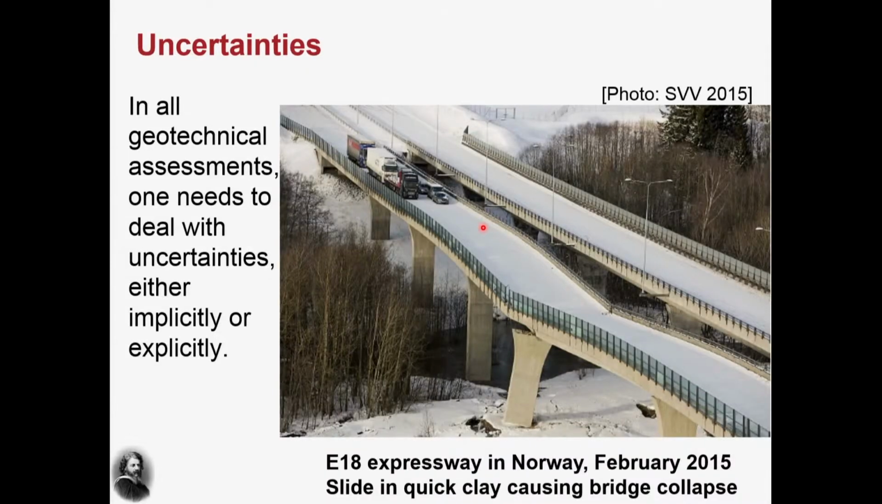This is a picture of a very dramatic bridge pillar failure due to a landslide in quick clay in Norway this February. Whether or not you account for the geotechnical uncertainty, in any case there were some uncertainties here. They were not accounted for in the original design. So now they have to pay several million dollars because the whole section of that bridge has been blown up and it will have to be rebuilt. So now we'll go to my examples.